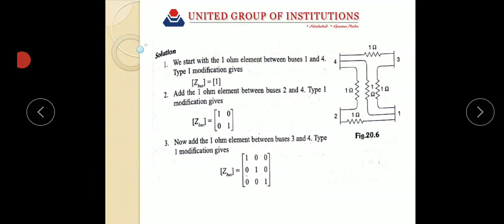Now number 2, add the 1 ohm element between bus 2 and 4. Then the type 1 modification gives a 2 cross 2 matrix: 1 0, 0 1. Right. Now add the 1 ohm element between bus 3 and 4. The type 1 modification gives the 3 by 3 matrix: 1 0 0, 0 1 0, 0 0 1.